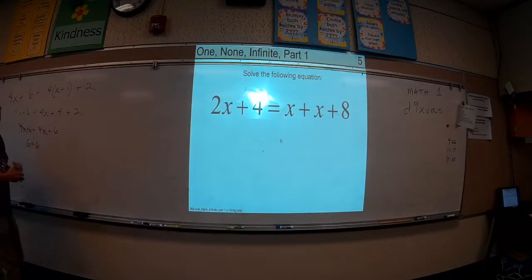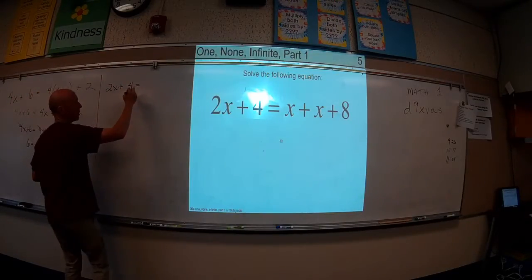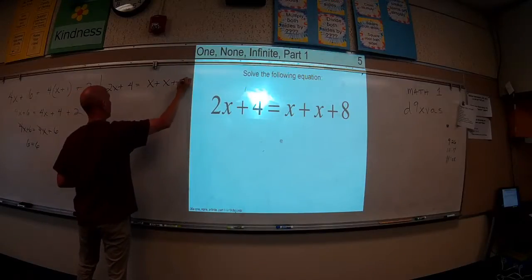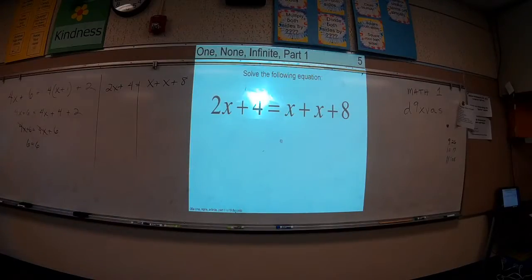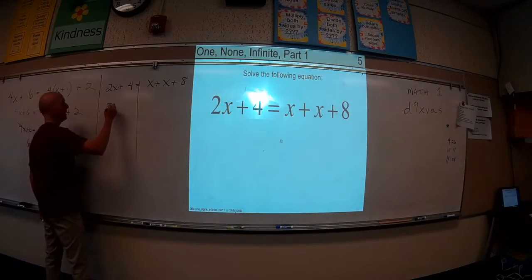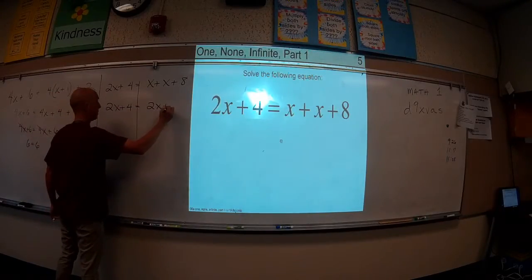Let's look at this other one. 2x plus 4 equals x plus x plus 8. You got that written in your notes? So this is going to simplify to what? 2x plus 4 equals 2x plus 8.